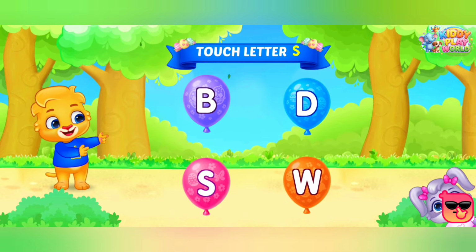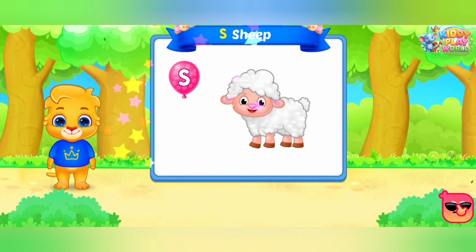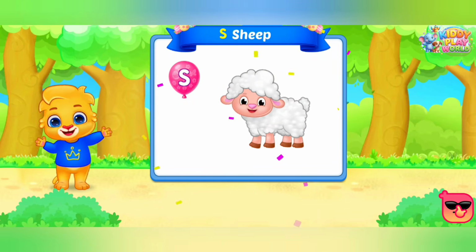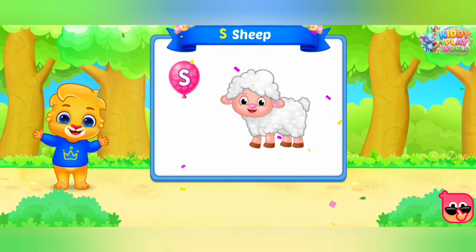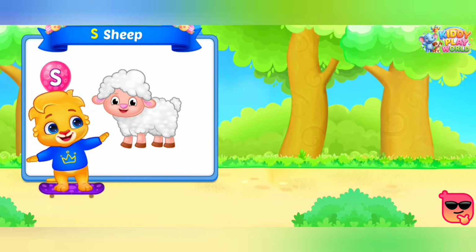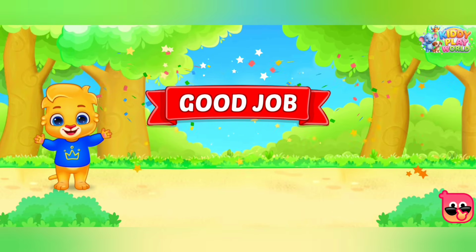Touch letter S. S is for sheep. Good job!